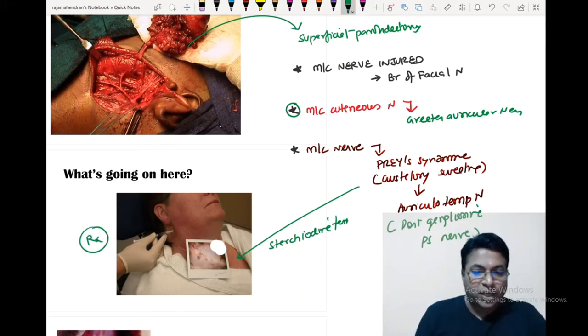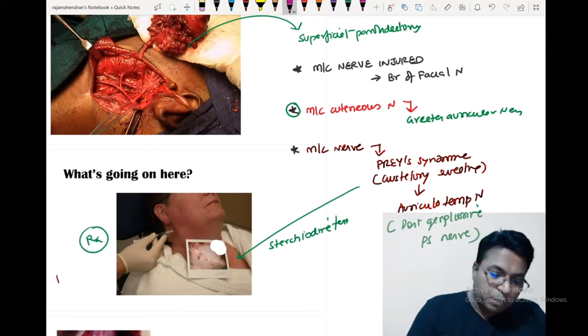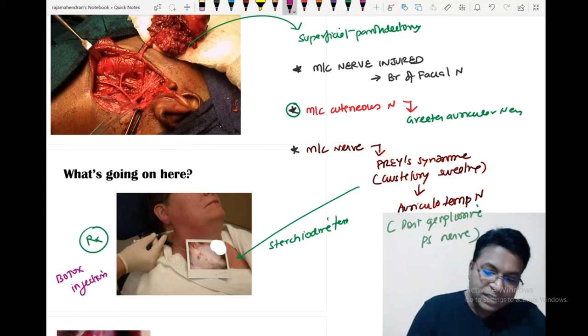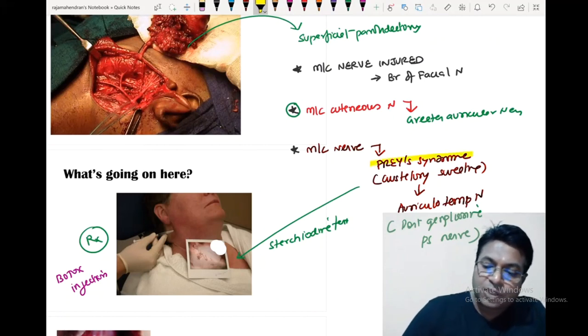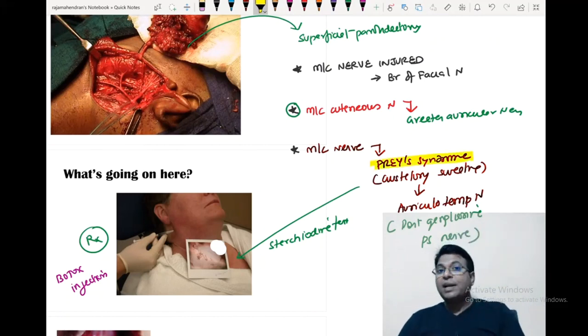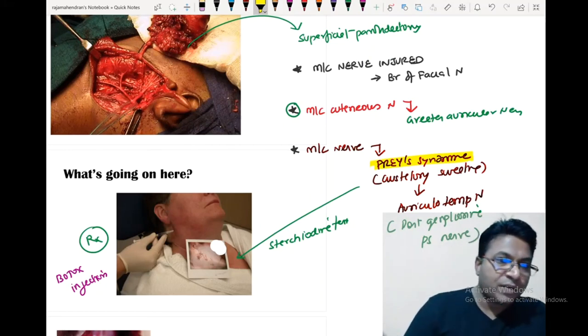What treatment is going on here? Botox injection is being injected. Botox injection is a treatment for Frey syndrome. So Frey syndrome is a definite MCQ for FMG exams. Please don't forget that Frey syndrome is due to injury of the auriculotemporal nerve.